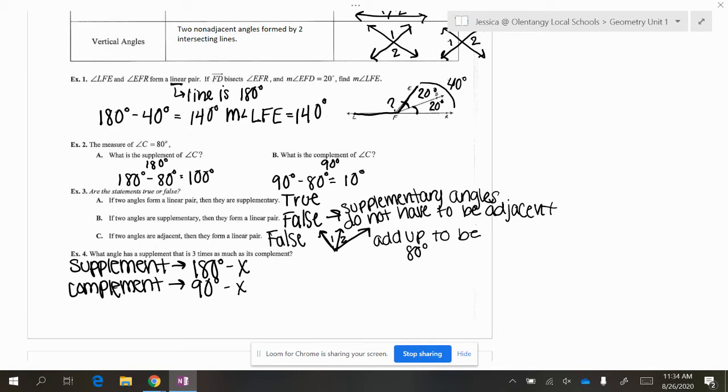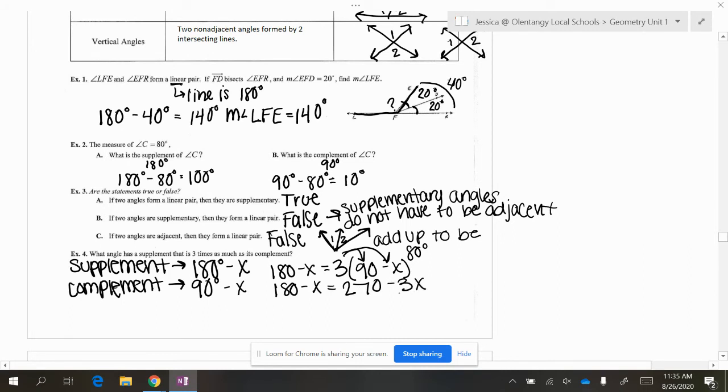So what angle has a supplement that is 3 times as much as its complement? So supplement of 180 minus x, which is 3 times its complement. And we've got to solve by distributing. So 180 minus x equals 270 minus 3x.